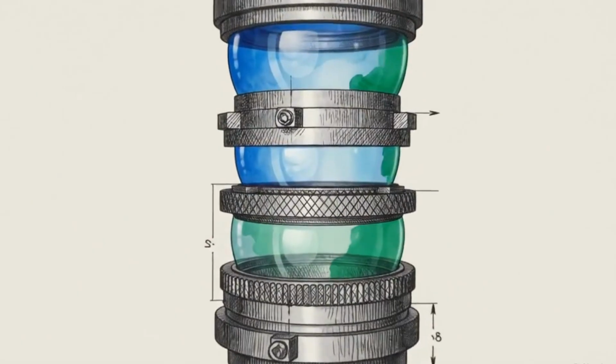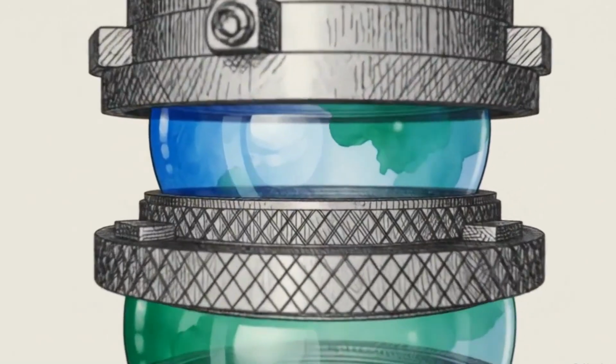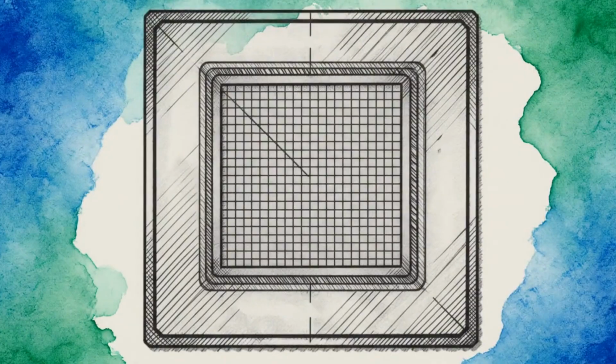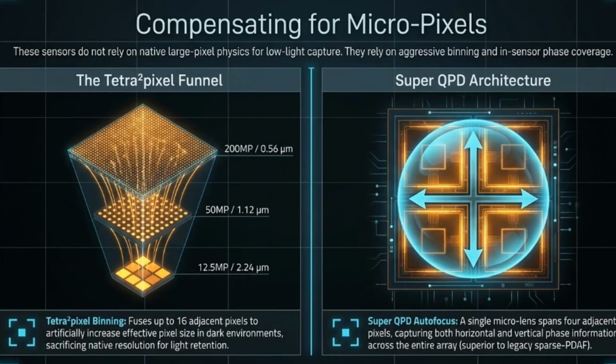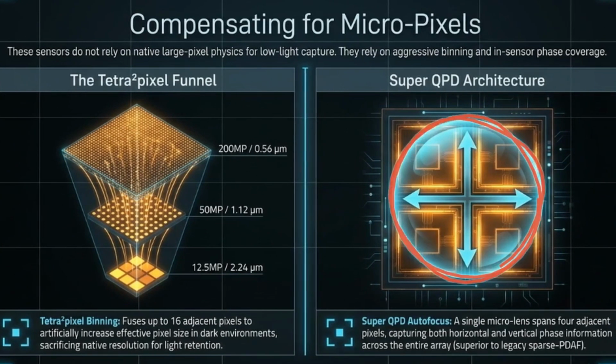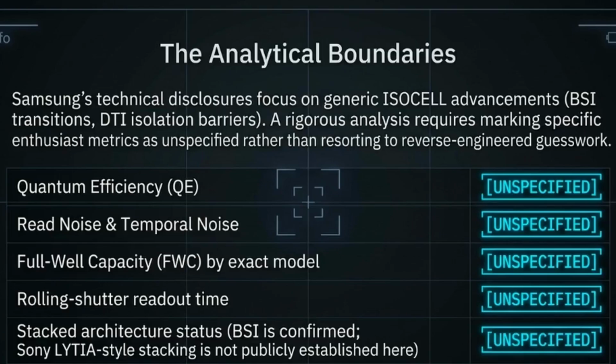To understand why, we must transition down to the microscopic scale to see what the physical silicon is doing in all three sensors. This schematic shows the Tetra²pixel funnel artificially fusing 16 tiny pixels into one larger pixel, dropping resolution to 12.5 megapixels for light retention. Alongside it, the Super QPD architecture layers a microlens across 4 adjacent pixels for dense phase information.